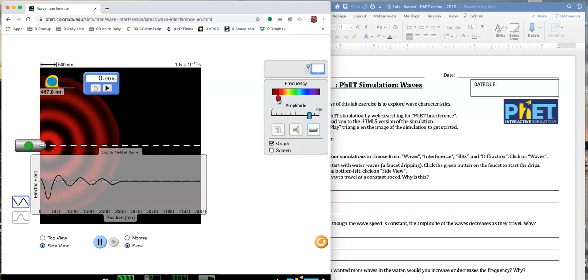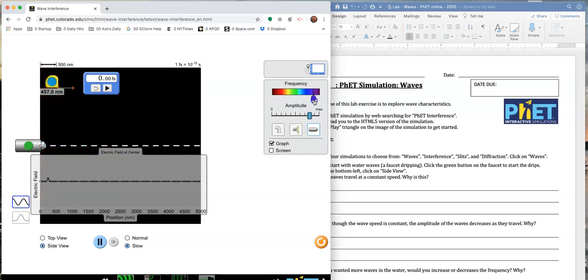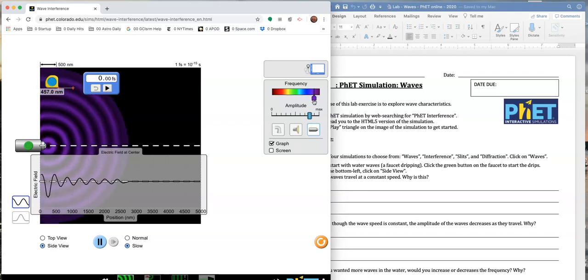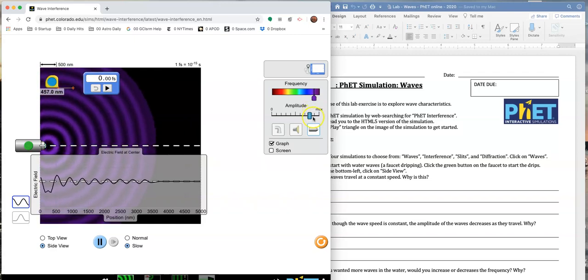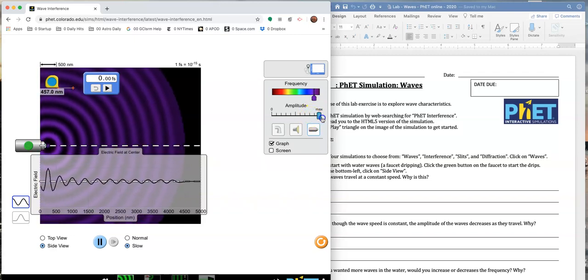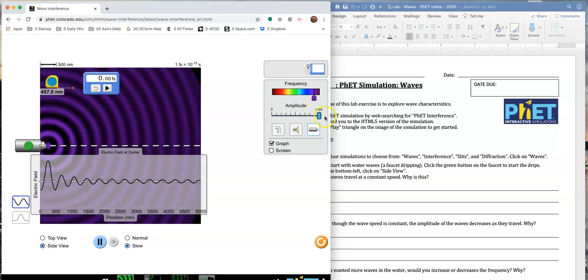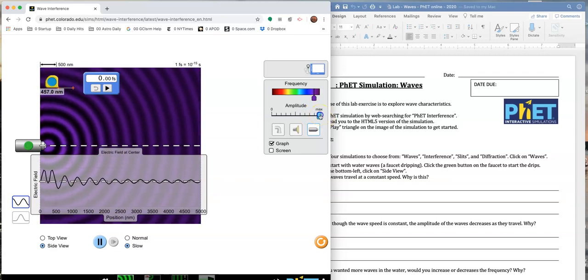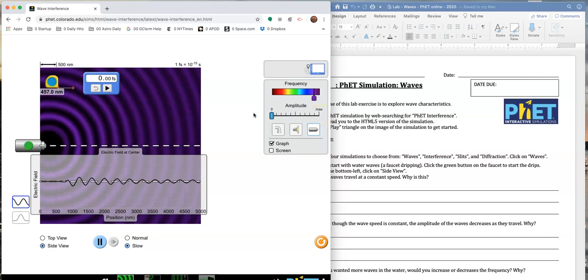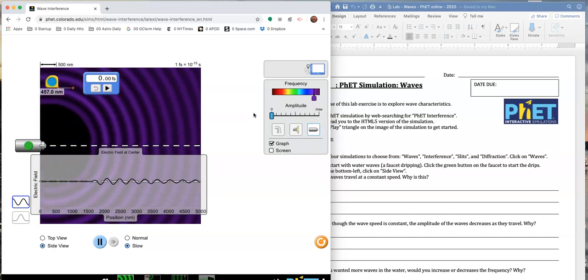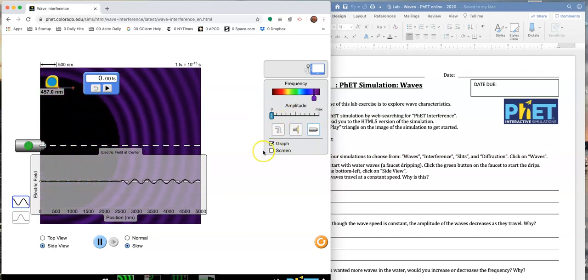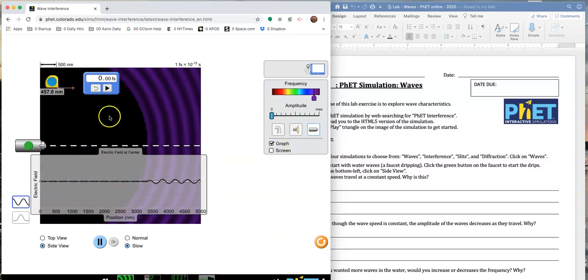You could have high frequency violet light, like so. And the higher the frequency, the shorter the wavelength. So that's there. And then amplitude: the brighter it is, the higher the amplitude, and the dimmer it is, the lower the amplitude. So there's no light at all. And that's pretty much it in terms of the app for what we're going to be needing.